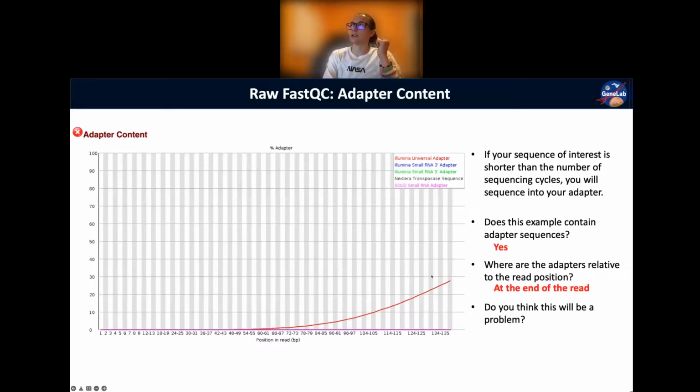So we see Illumina Universal adapters, and those are the adapters that we use at GeneLab, and they're probably the most common adapters used in Illumina sequencing, unless you're doing a specific type of sequencing for different molecules. But yeah, so we see those Universal Illumina adapters. And do you think that this is going to be a problem for our processing if we have adapters in there?